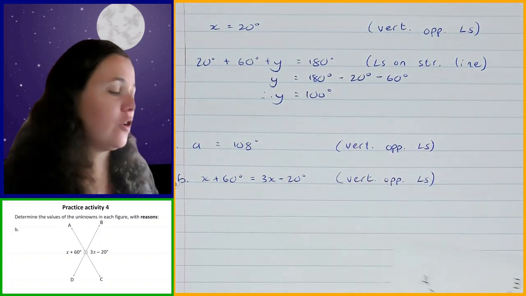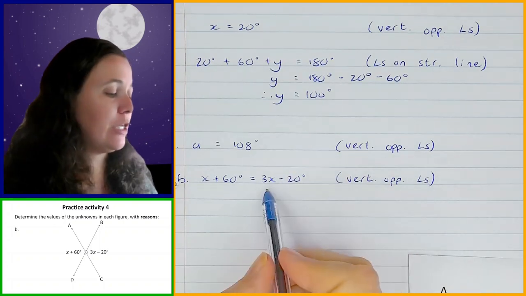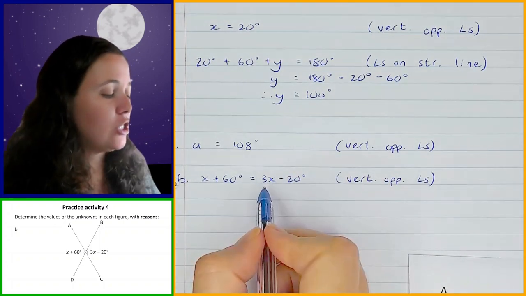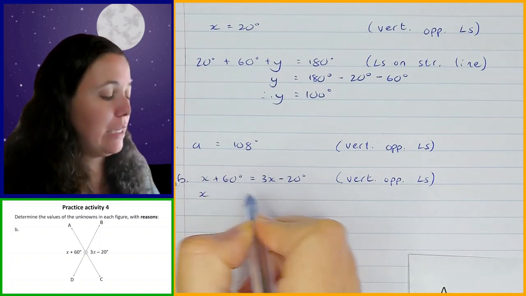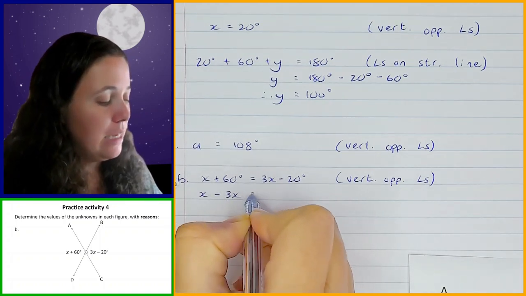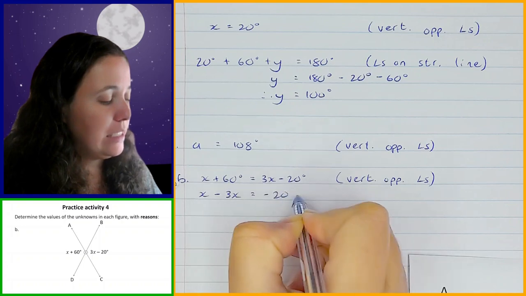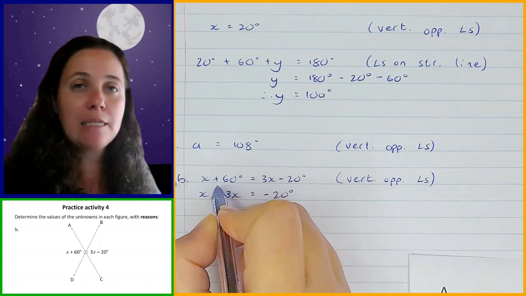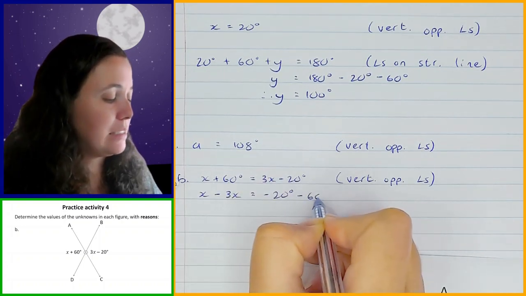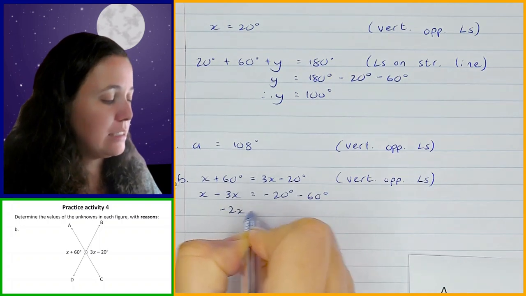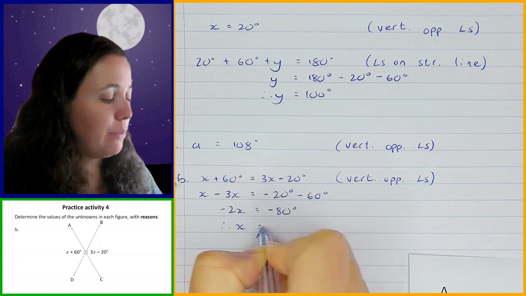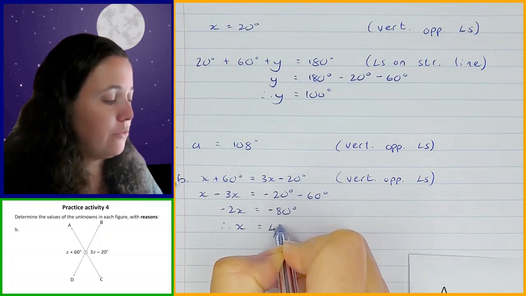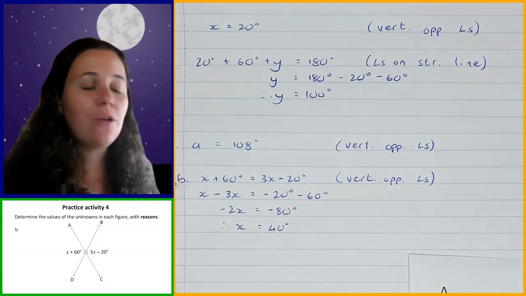Okay, once we've got that, we can then go and solve our equation. So I'm going to get my x's on the one side. I've got x. Then I'm going to subtract 3x on both sides. So minus 3x equals negative 20 degrees. And then I'm going to subtract the 60 on both sides. That gives me minus 60 degrees. So this is negative 2x equals negative 80 degrees. So therefore, if I divide by negative 2 on both sides, I get positive 40 degrees. So x is 40 degrees.